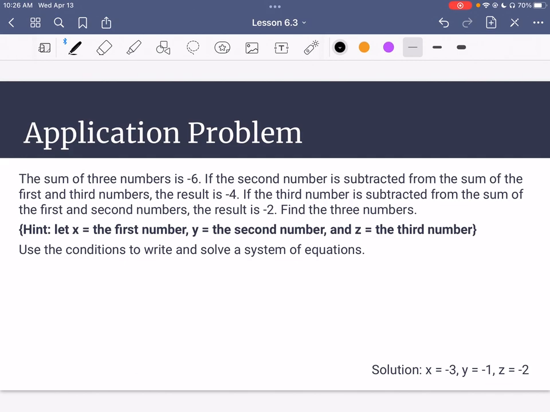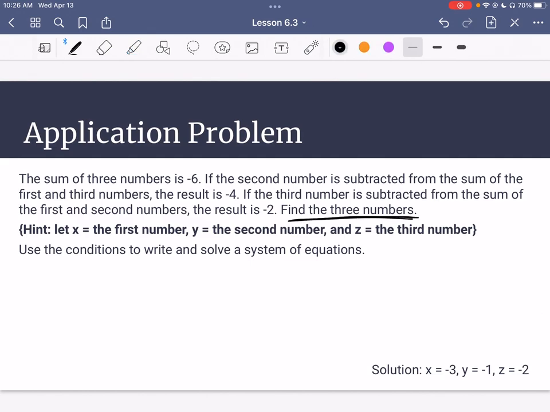The second number is subtracted, or if the second number is subtracted from the sum of the first and third numbers, the result is -4. And if the third number is subtracted from the sum of the first and second numbers, the result is -2. Find the three numbers. Okay, so we are given a task here, which is to find the three numbers.